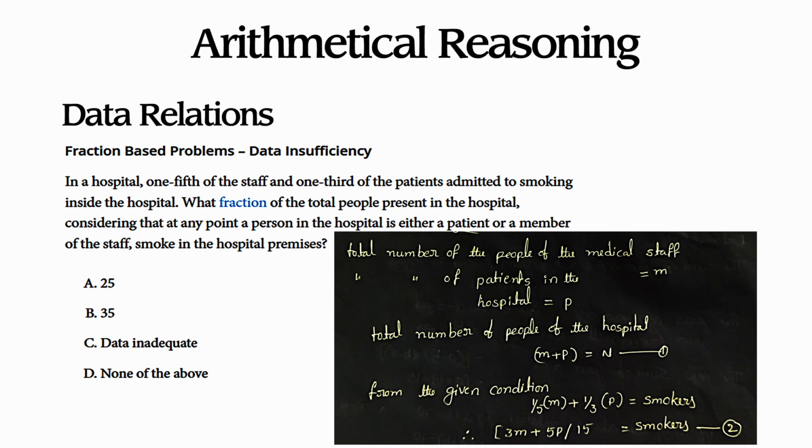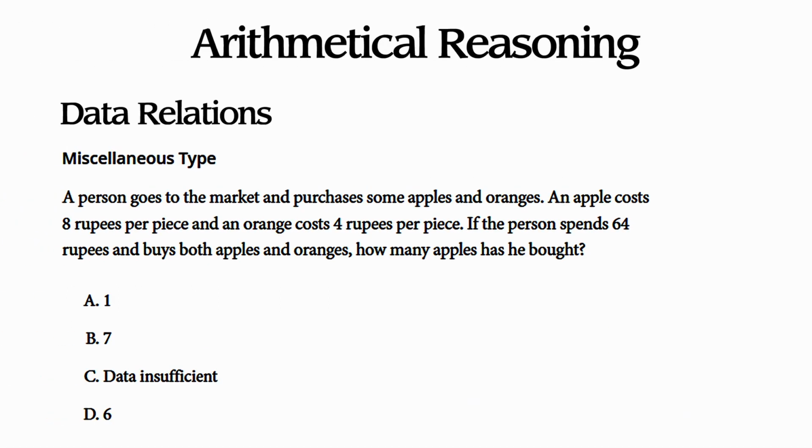Since in equations 1 and 2 we have two equations and four variables, it is impossible to determine the solution with the help of algebra. To solve four variables, we need at least four equations. Hence, the answer is C. The data is not sufficient or the data is inadequate. Next, miscellaneous type. Here we have an example.